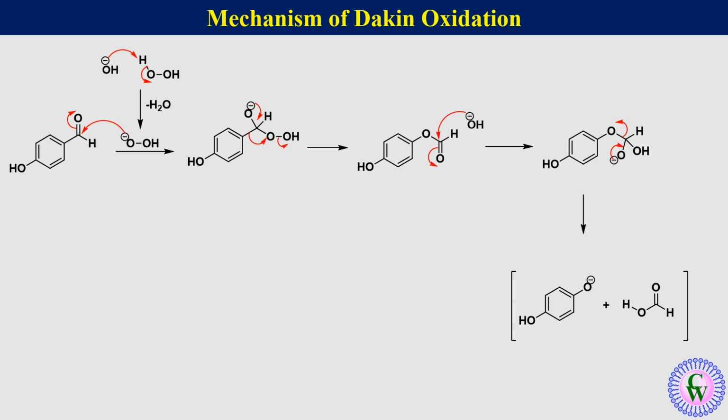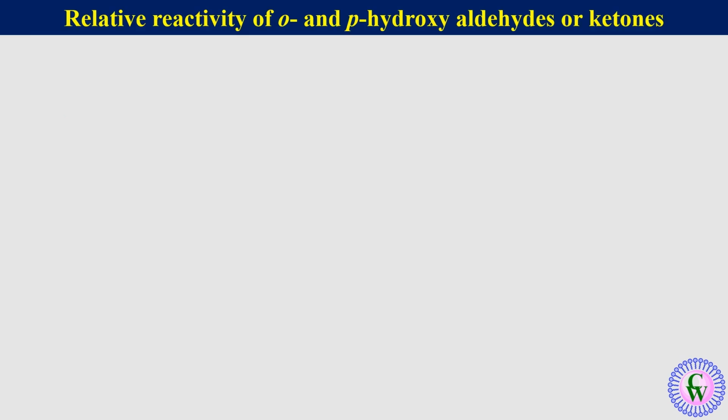We know that carboxylic acid is more acidic than phenol. So these two species cannot exist together. So there is immediate proton transfer from formic acid to phenoxide ion to produce benzene 1,4-diol and formate ion.